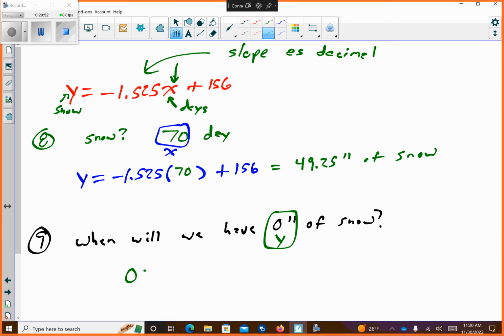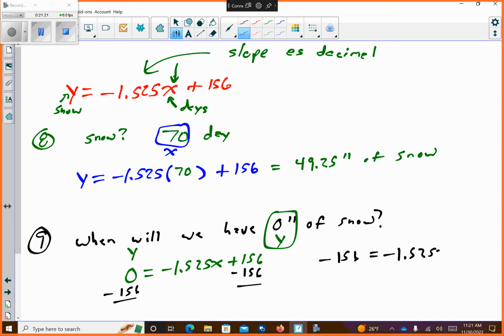So I'm going to put zero here. That's where Y used to be. And we have to solve that equation for X. Again, that's the second week of our class. So I'm going to subtract 156 from both sides. So that gives me negative 156 equals negative 1.525 X. Divide both sides by negative 1.525. Use a calculator because we are allowed to.